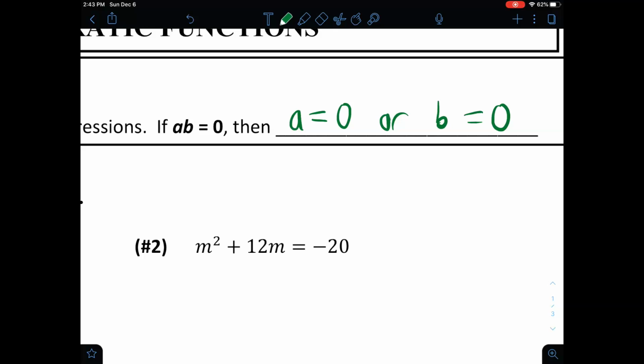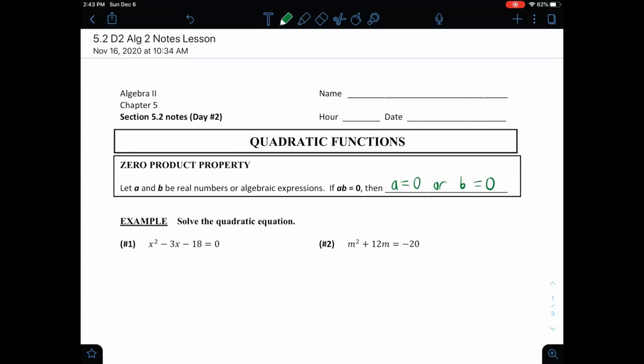If we have two things multiplied together, the only way to get 0 when we multiply two things is if one of the two things is 0. They can either be 0, or both of them can be 0, but that's the only way to get 0 when we multiply two things together. One of them has to be 0. So that's what we're going to do here. Let's go ahead and get into it now.